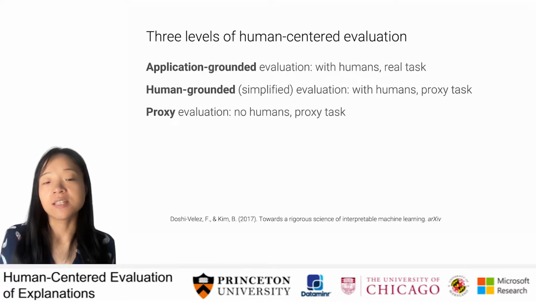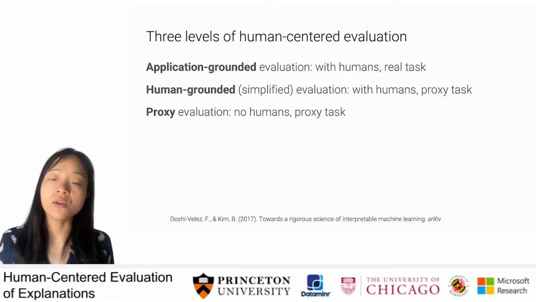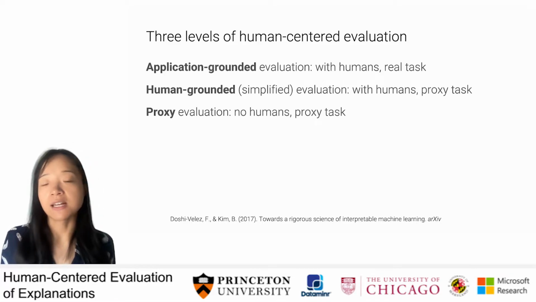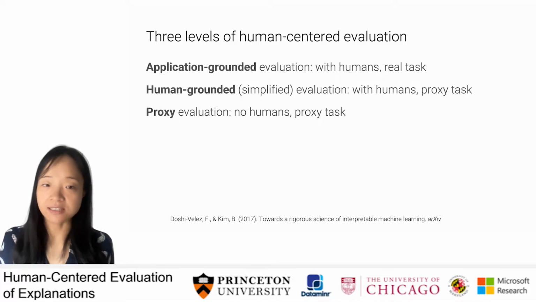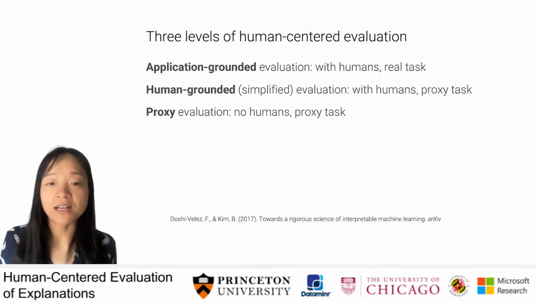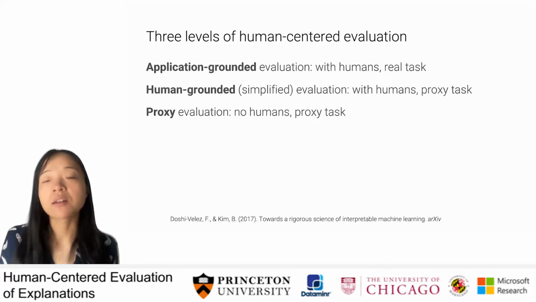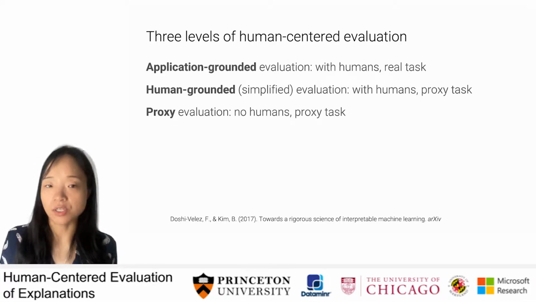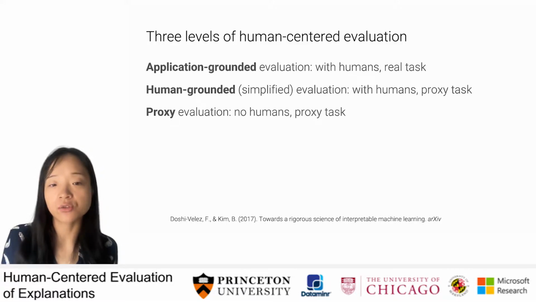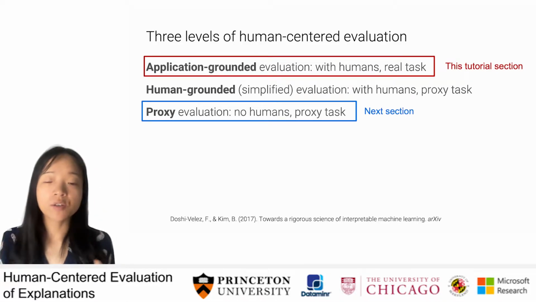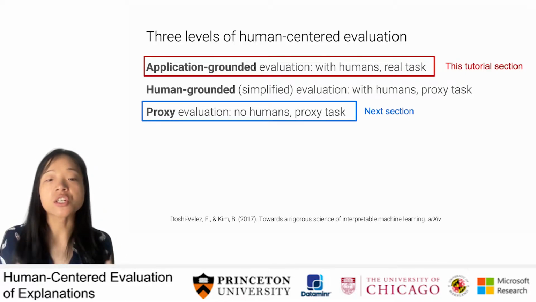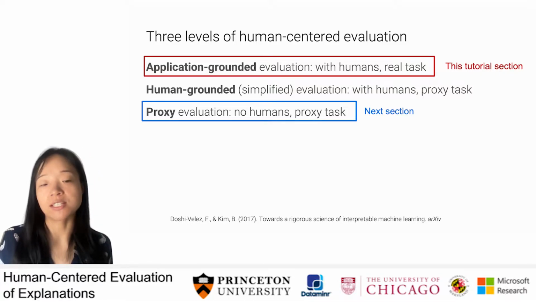So Doshi-Velez and Kim suggest that a compromise in evaluation precision can be made by conducting simplified human-grounded evaluation, still involving humans by using a proxy task. Or with more sacrifice for precision and ecological validity, you can conduct proxy evaluation by defining certain automatic metrics that reflect human desired properties. So this part of the tutorial will focus on application-grounded evaluation. In the next part, Samuel Carton will introduce proxy evaluation.